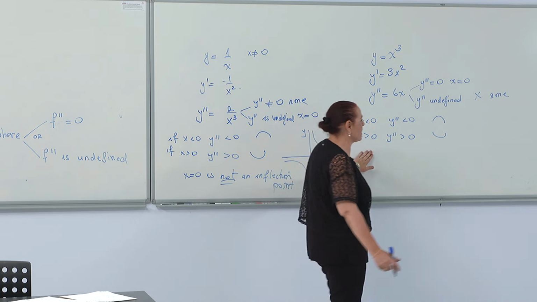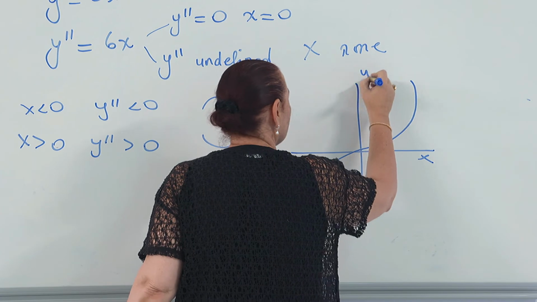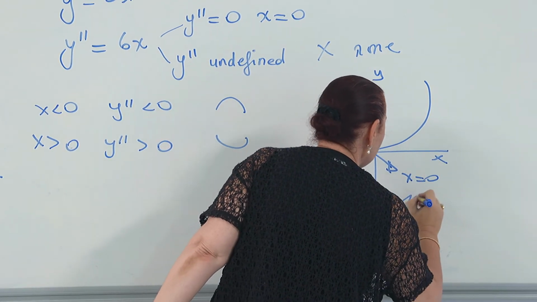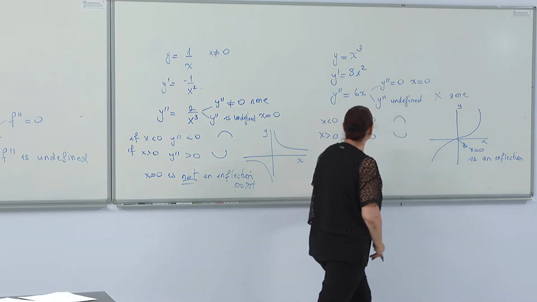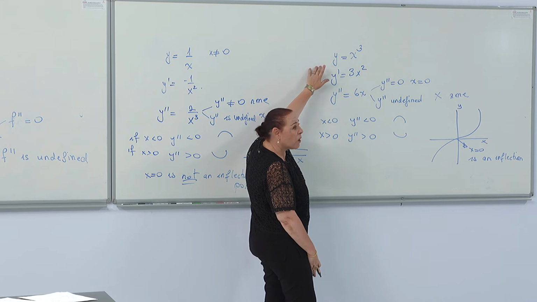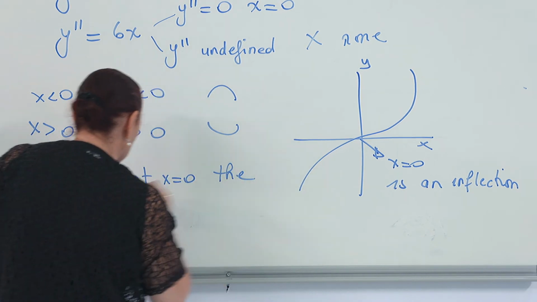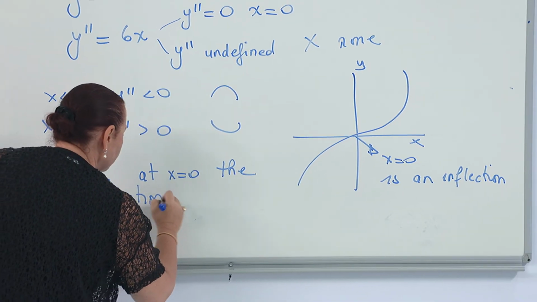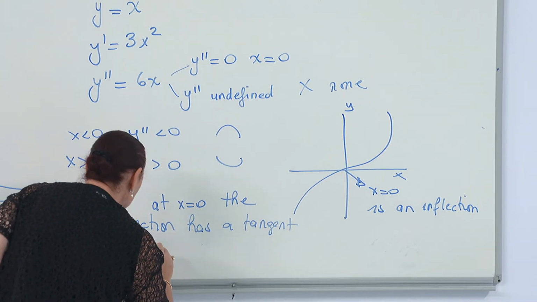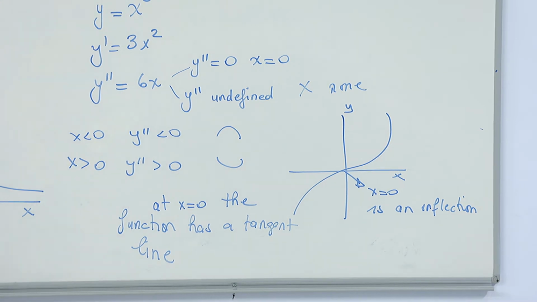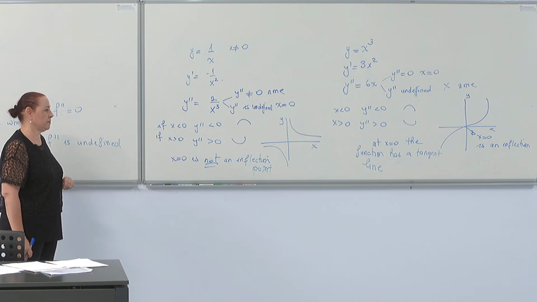In this other case, if you look at the graph, x equals 0 is an inflection point. Why is that? Because the function is defined at 0, and at x equals 0, the function has a tangent line. And the concavity changes, so x equals 0 is an inflection point.